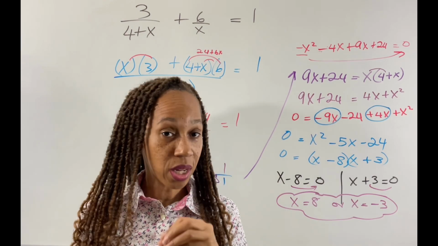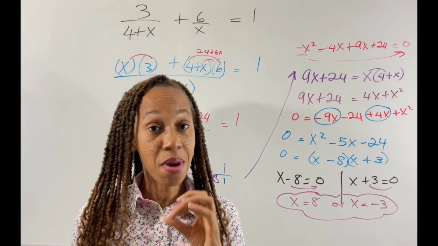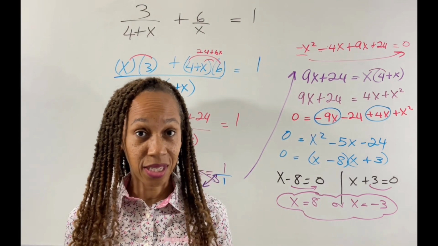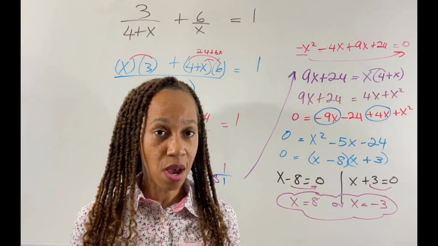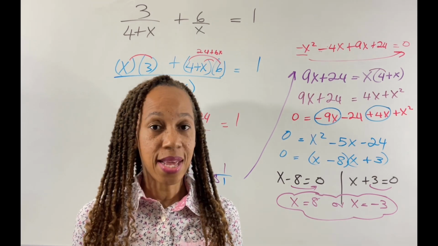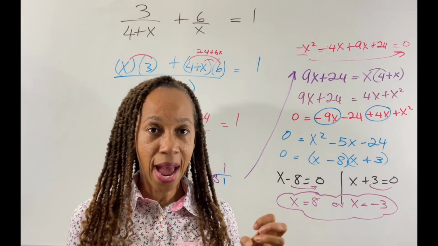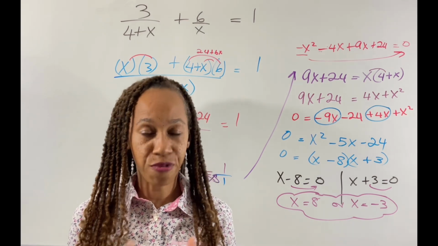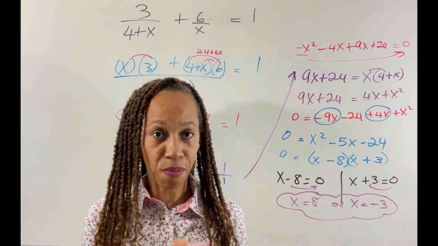In order to use the clearing of the fraction method, remember you have to find your LCM. You have to find that LCM that all of the denominators of those fractions can go into. Then you use that and multiply by each of the fractions to clear them out and get rid of the fractions. And then you proceed from there.